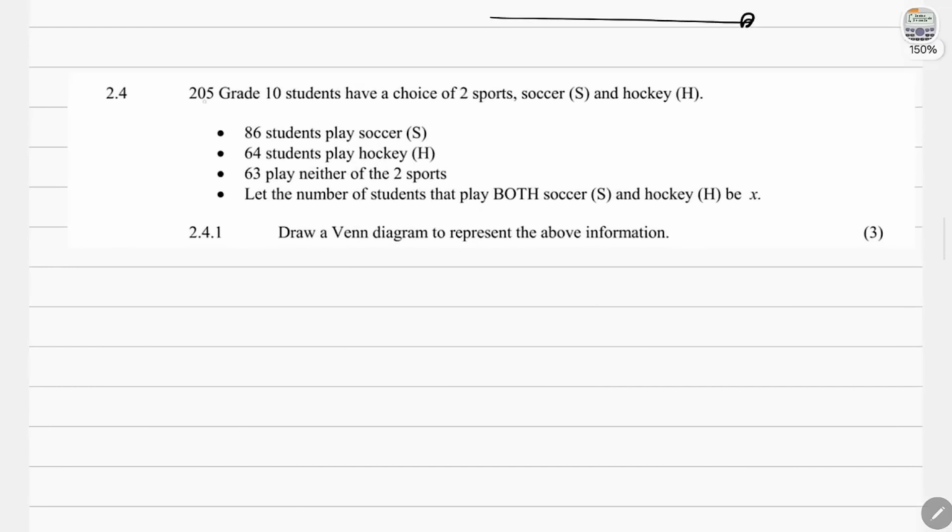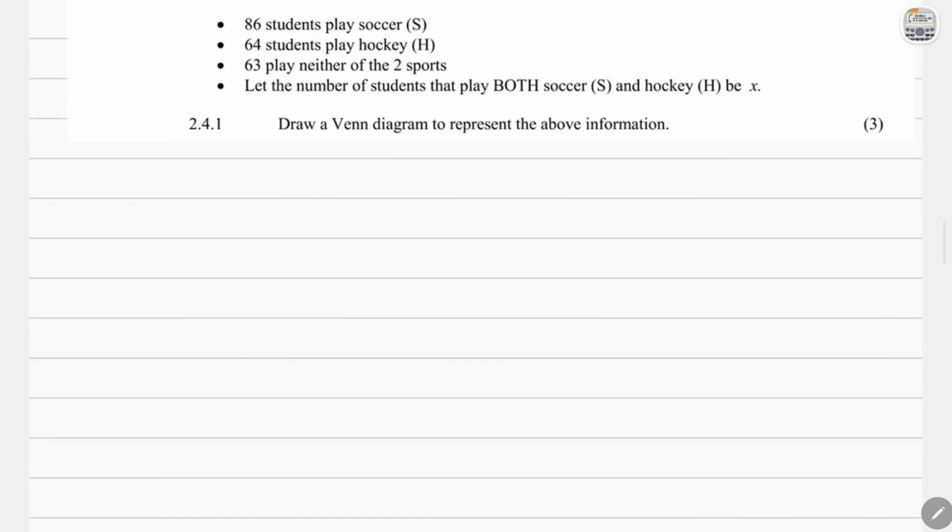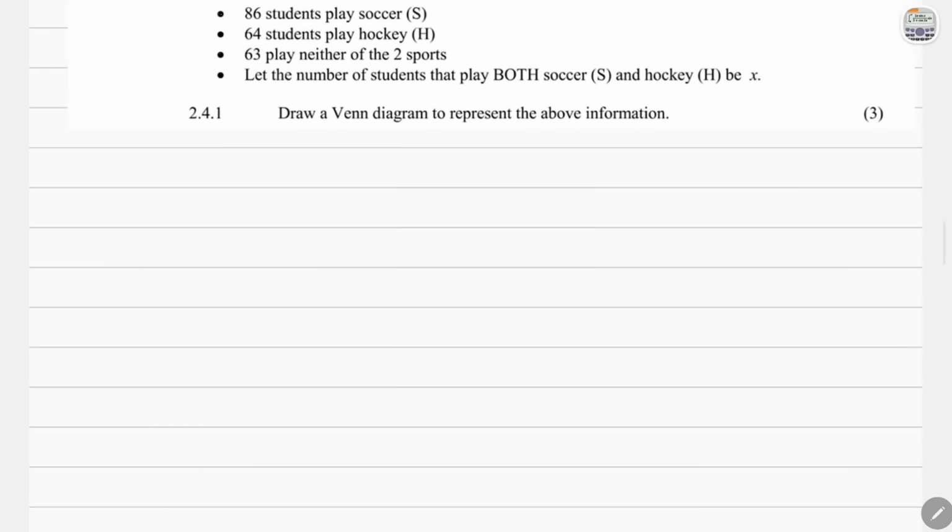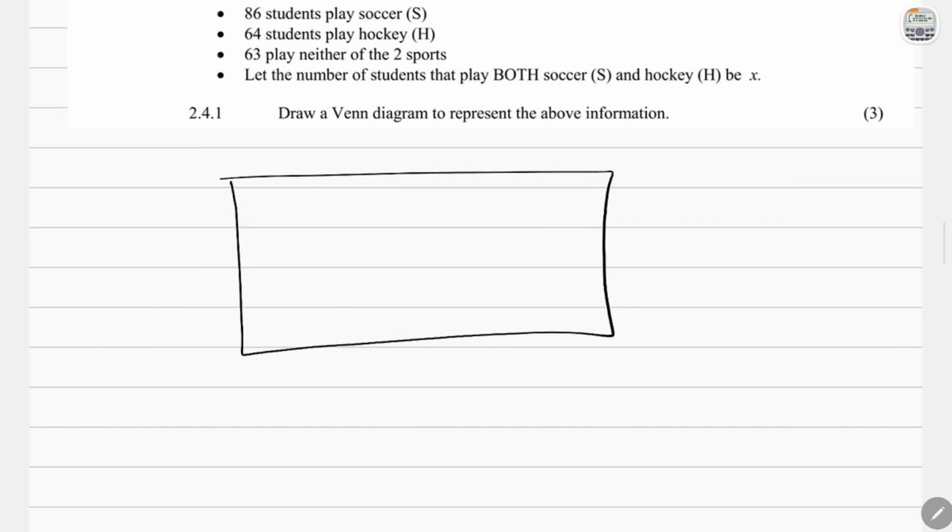Question 2.4 says 205 grade 10 students have a choice of 2 sports. So they can either play soccer or hockey. And they tell us that 86 students play soccer, 64 students play hockey, 63 students play neither of the 2 sports, and let the number of students that play both sports, so that's soccer and hockey, be X. And we need to draw a Venn diagram to represent the above information.